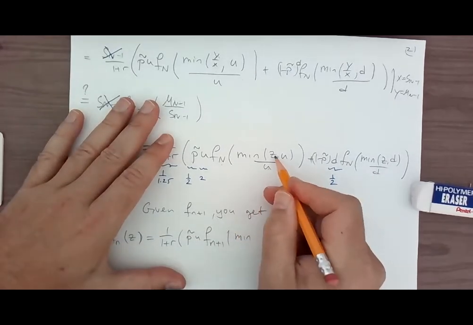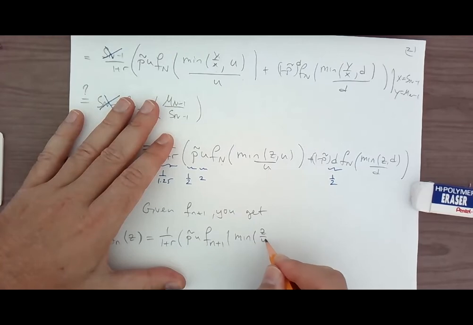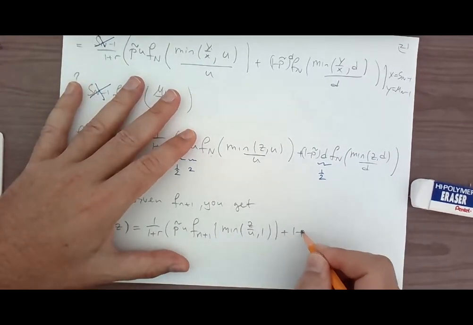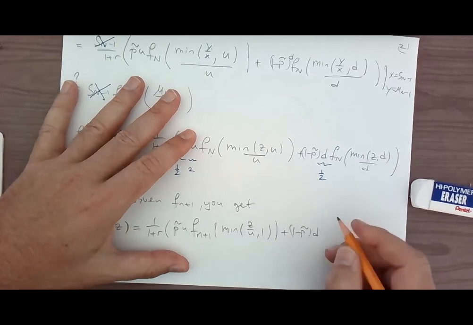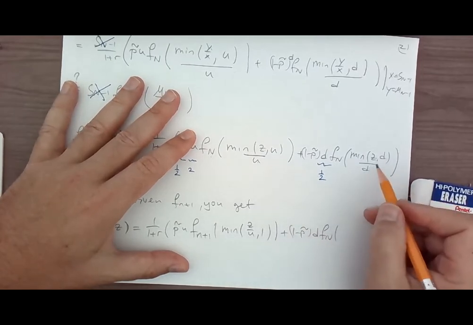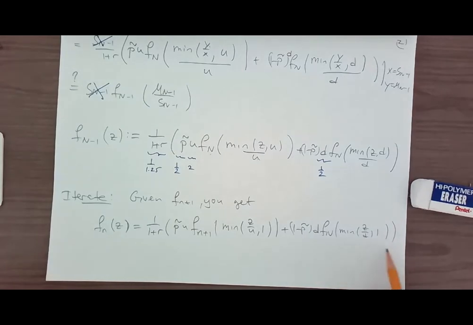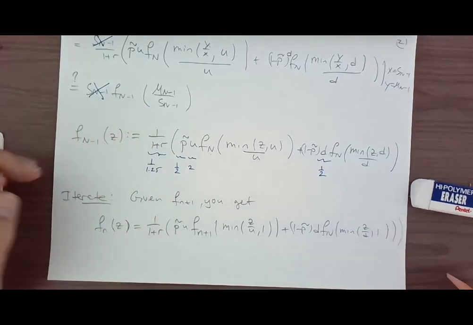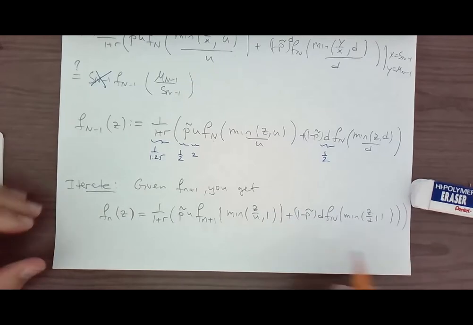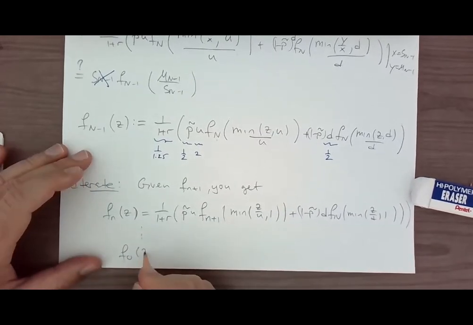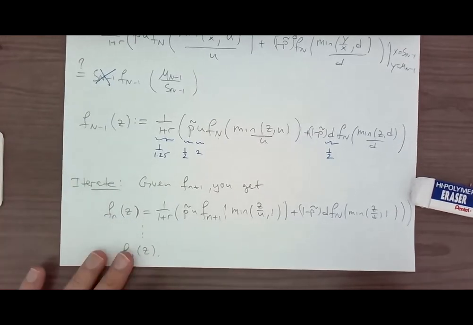Take the min, you can move the u inside if you want. So this is c over u and 1 plus 1 minus p tilde d Fn, and again you can move the d inside if you want to. So this would be the min c over d and 1. And this way you're going to get it all the way back to time 0, which is where you find the price that you're interested in.